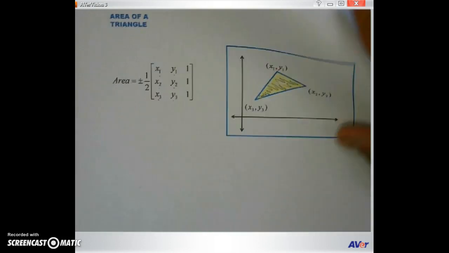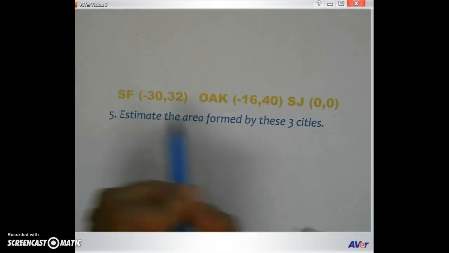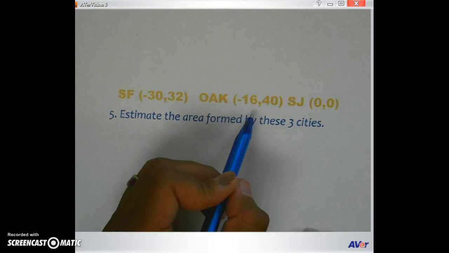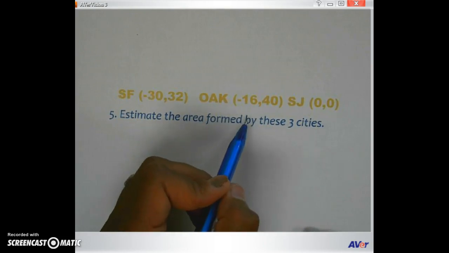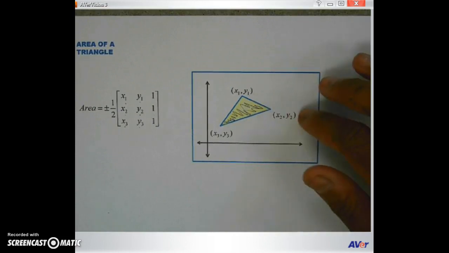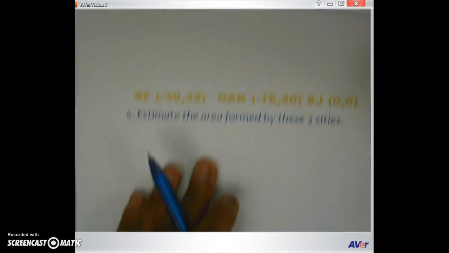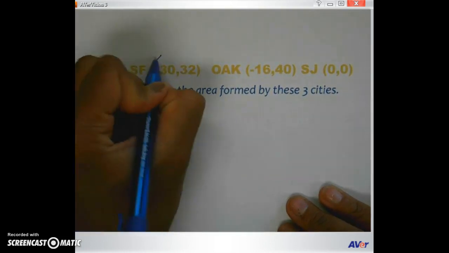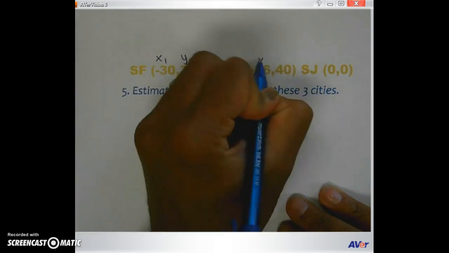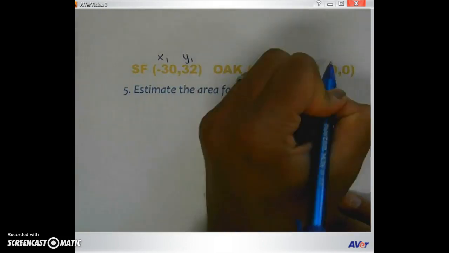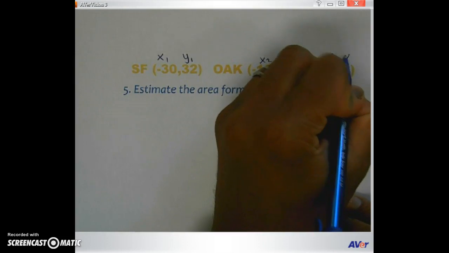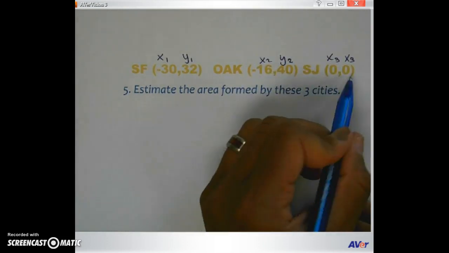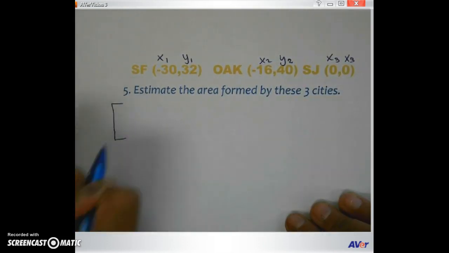All right, let's try one. Let's call it the Bay Area problem. So you have San Francisco, Oakland, and San Jose. Estimate the area formed by these 3 cities. So it kind of will look a little bit like this. What we want to do is find what the area of the triangle will be formed by those 3 cities. So this is like x1, y1, x2, y2. Doesn't matter which one you put where. I do love that I have these 0, 0s though. And then we're going to find the determinant of it.